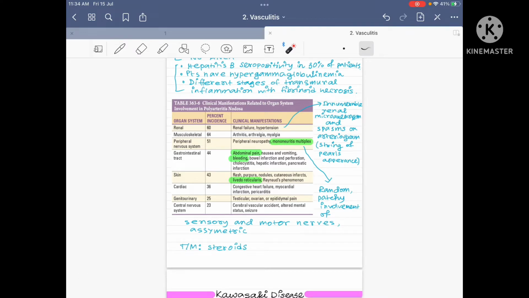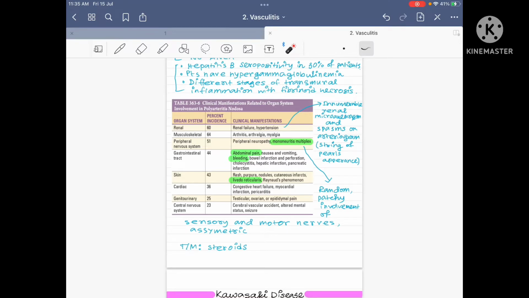In renal, there is renal failure and hypertension, and in imaging there is renal microaneurysm and spasm on angiogram, that is called string of pearls appearance. That means in imaging you will get microaneurysm and spasm. And in the peripheral nervous system, there is mononeuritis multiplex, that is random patchy involvement of the sensory and motor nerves, with an asymmetric appearance. And in the GIT, you will get abdominal pain, bleeding, hematemesis or melena.